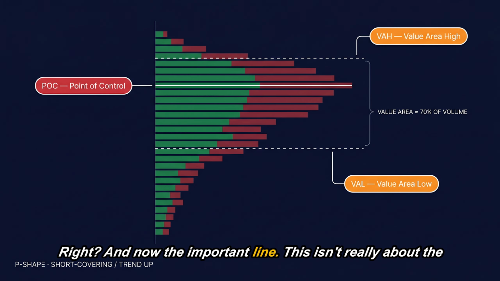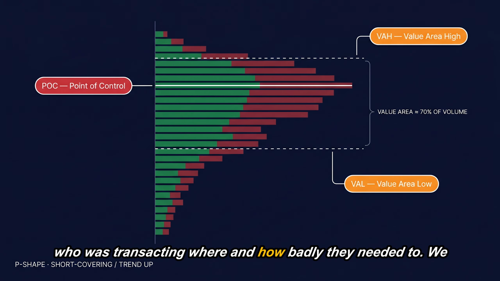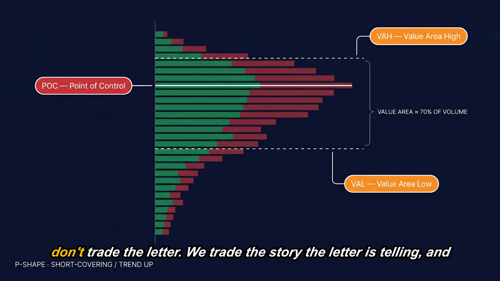And now the important line. This isn't really about the shape. The letter is not magic. P, B, D, they're just a picture of who was transacting where and how badly they needed to. We don't trade the letter. We trade the story the letter is telling.